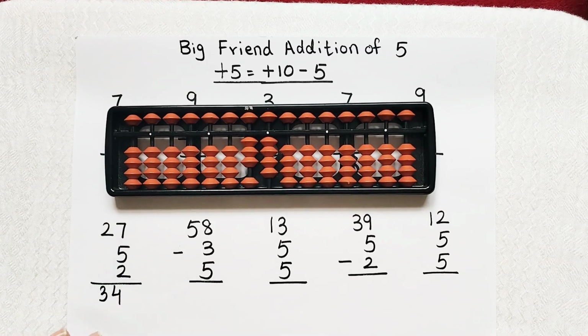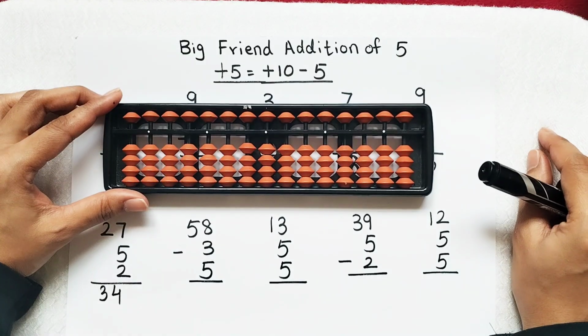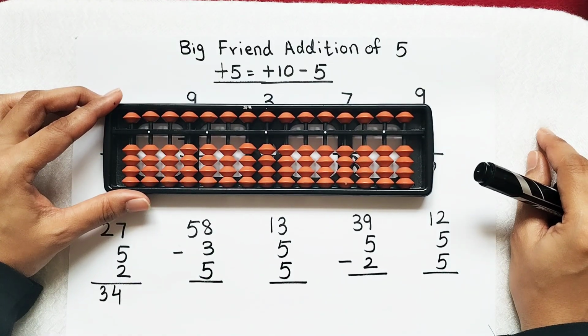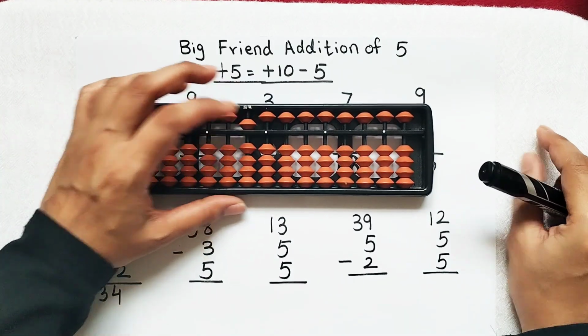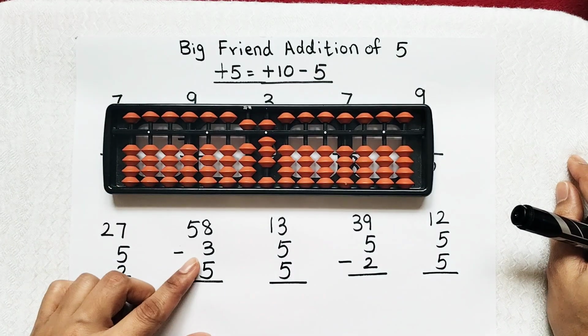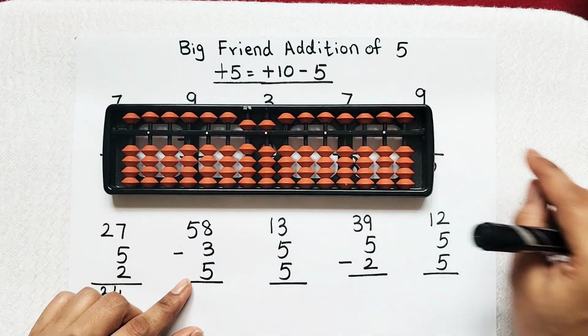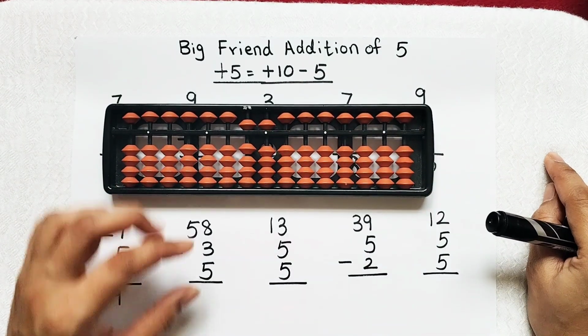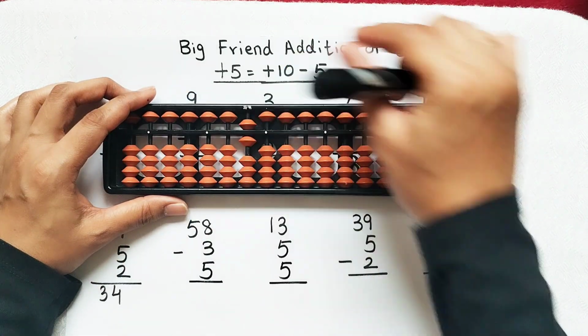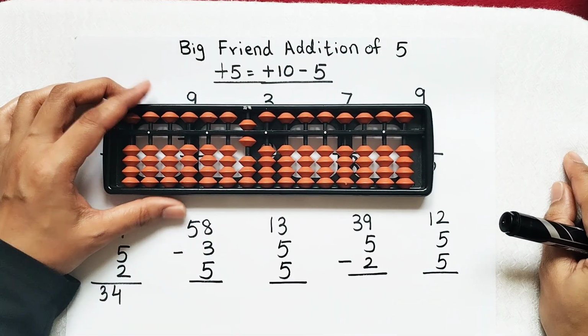Next one. 58 less 3 add 5. 58 less 3 plus 5 add 10 less 5. My answer is 60.